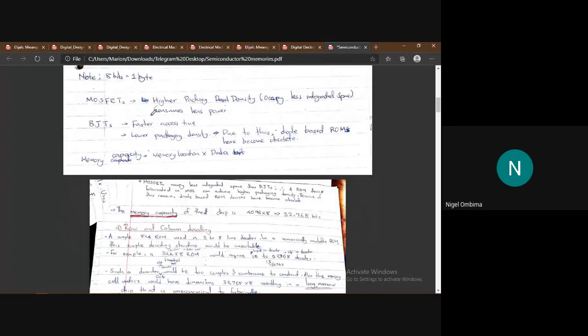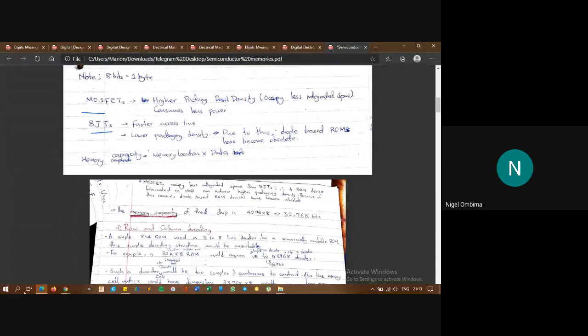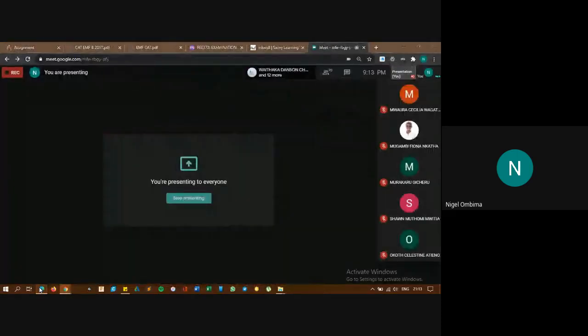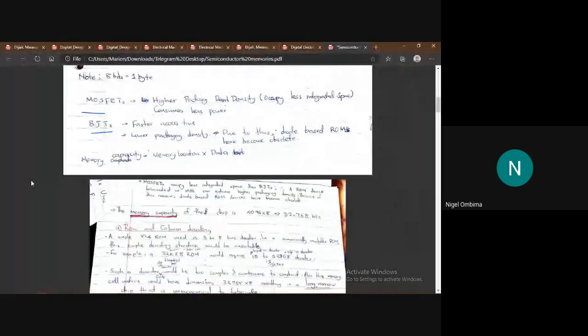ROM and RAM are mostly built using MOSFETs and BJTs, but there's a difference between the two. MOS has higher packing densities. They occupy less integrated space compared to BJTs, and they also consume less power.